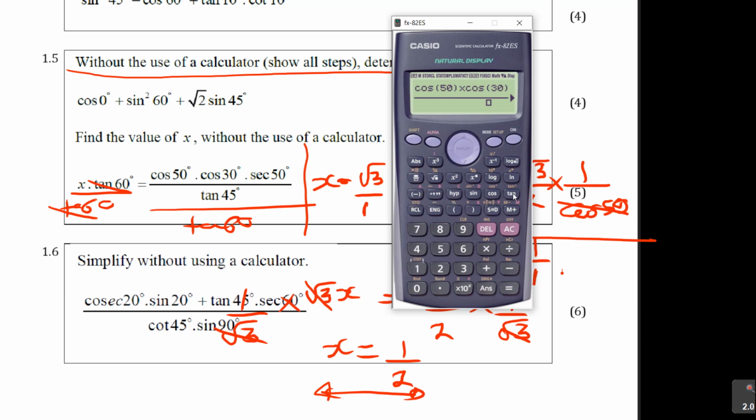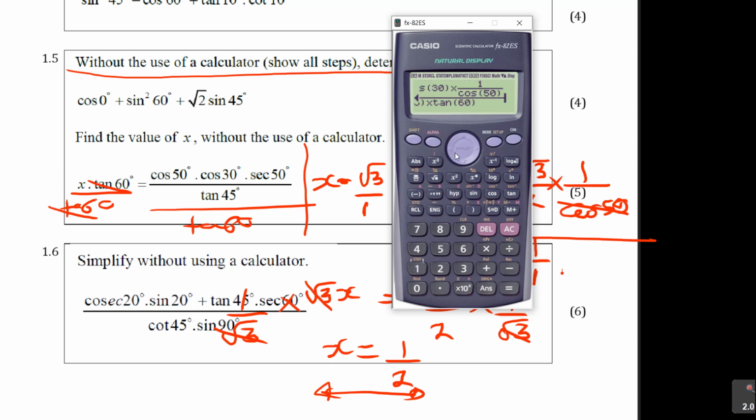It's the same as saying sin 45 times cos 60. That's what it simply means, equal to 1 over 2. Are you with me? So that is how you can do that.